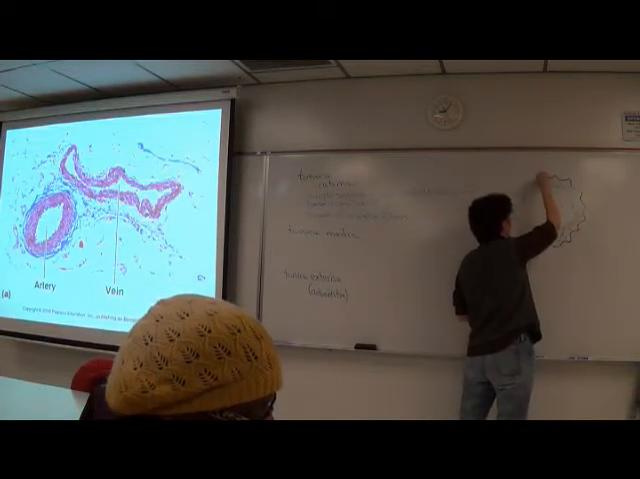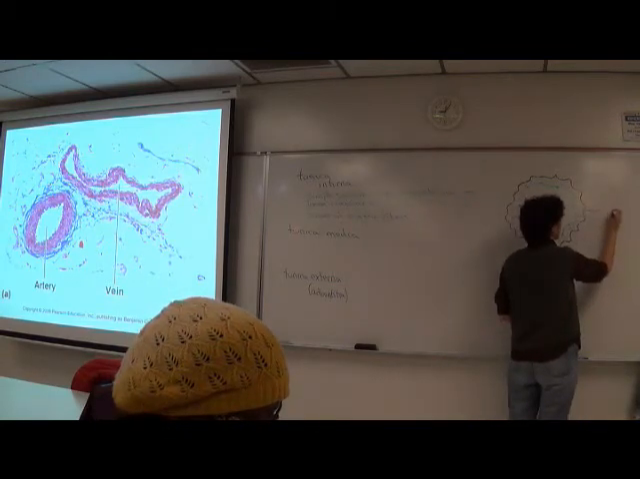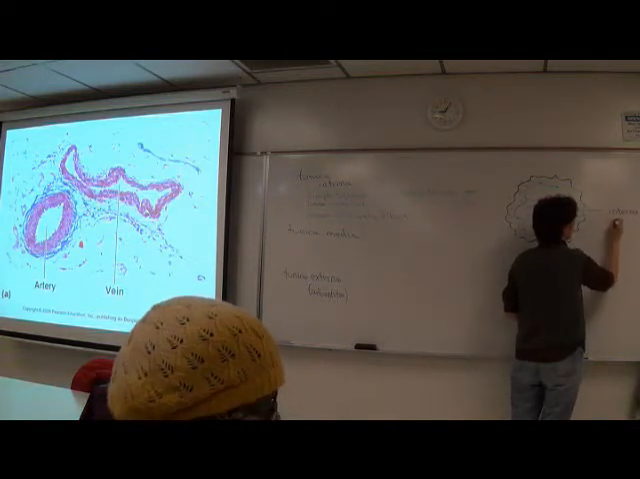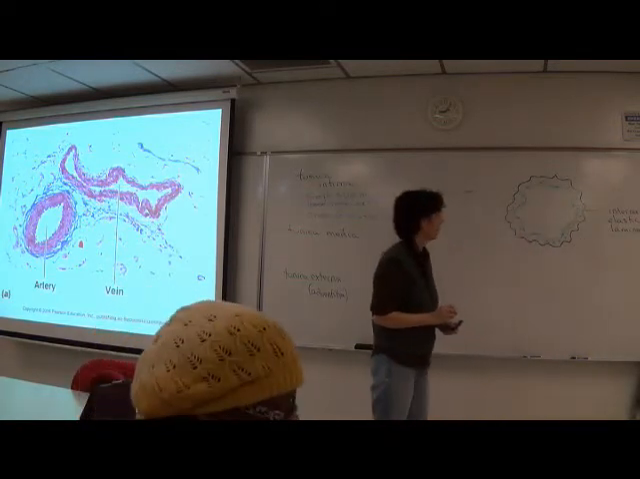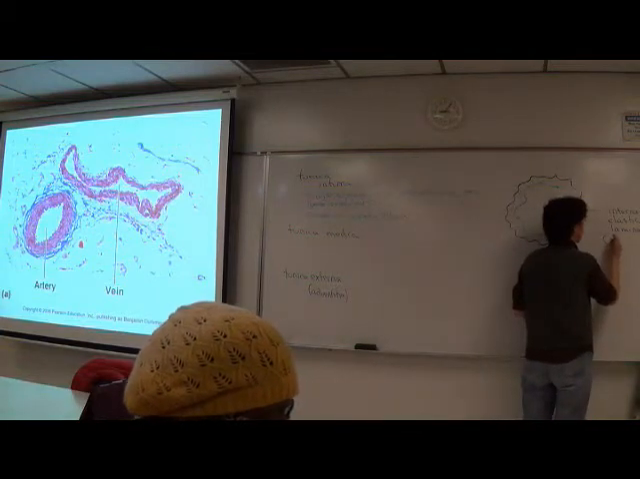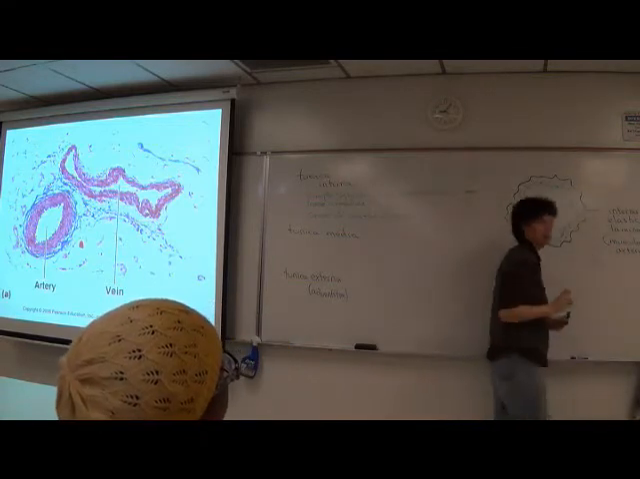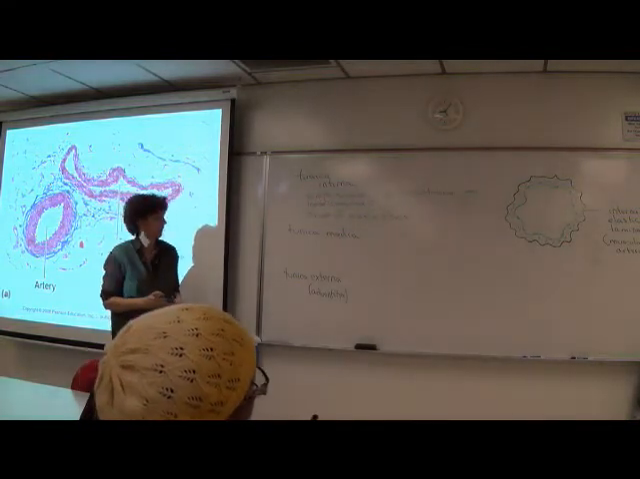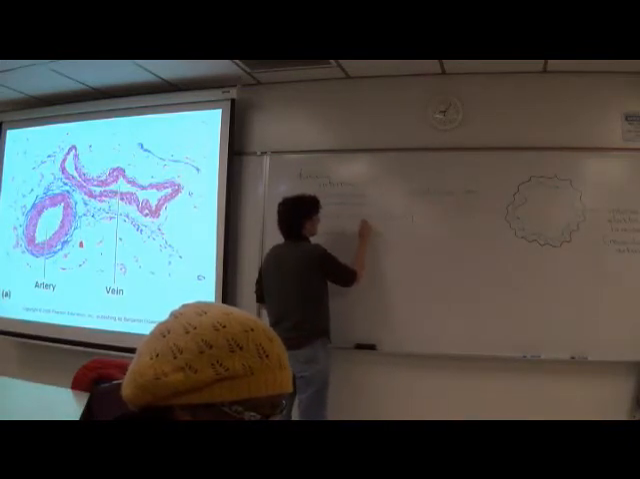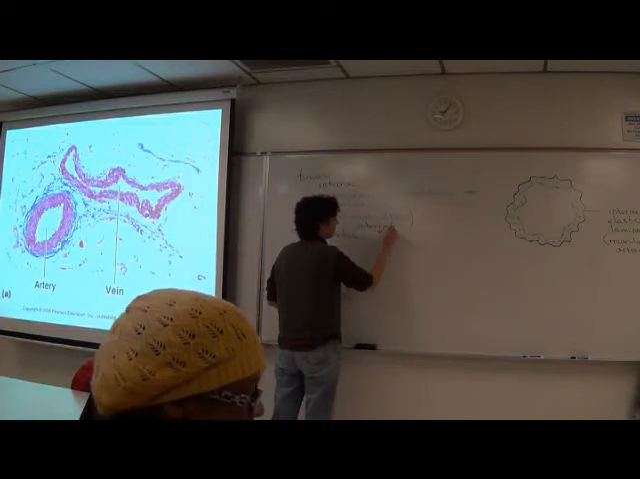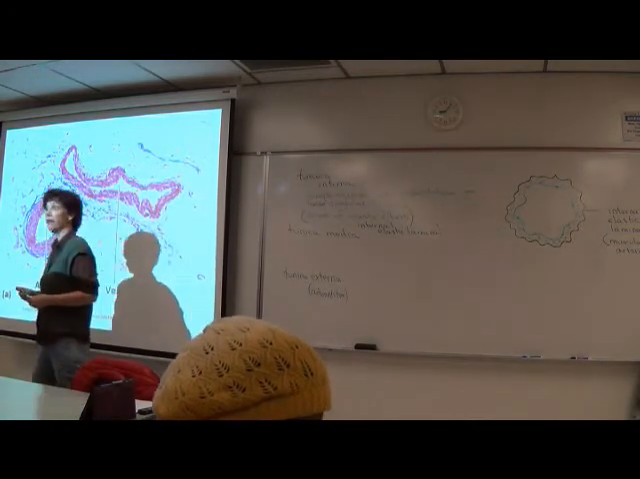And this is kind of wavy because of the recoil. And this is known as the internal elastic lamina. Lamina means layer. Okay. So again, in muscular arteries. Distributing artery. So I'm putting it in parentheses because it's not in the tunica intima of every blood vessel.